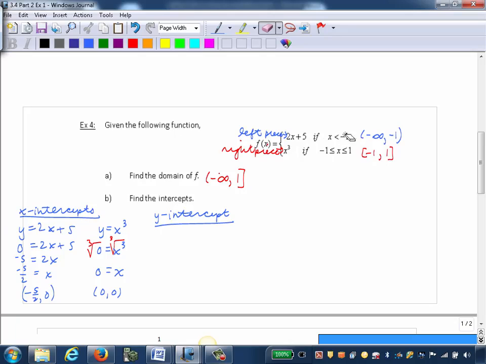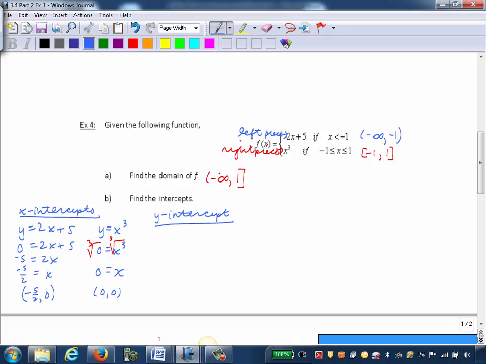This is when x is less than negative 1. X would equal 0 in this piece. So it means I would only have to substitute in an x value of 0 in the right piece.